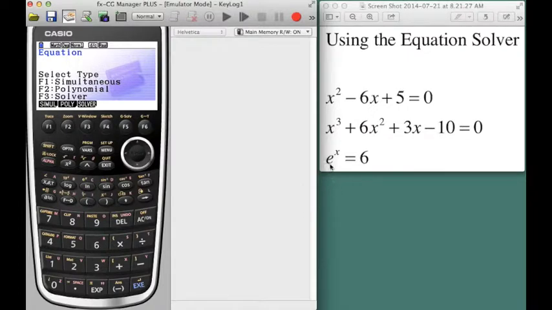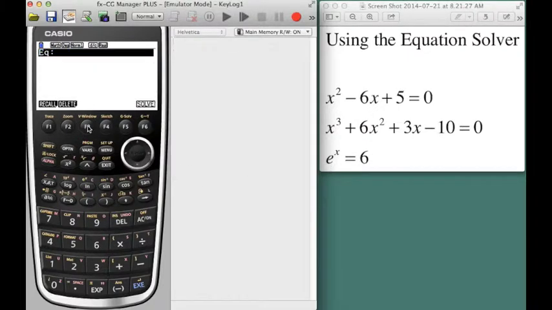Slightly more complicated, and you probably won't need it till you get to IB, is the solver. And we're going to solve an equation like that. So it asked me to input the equation. So my E is above the log, and I put x in, scroll across, and I have to use this equal sign here, which is shift equals 6. Done.